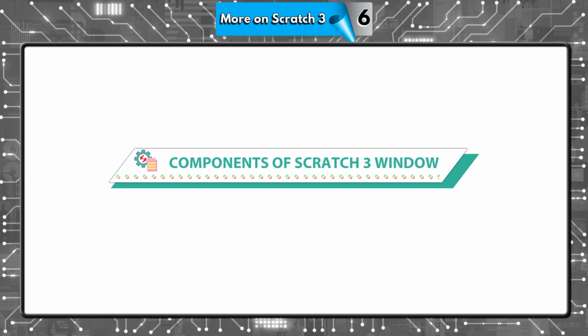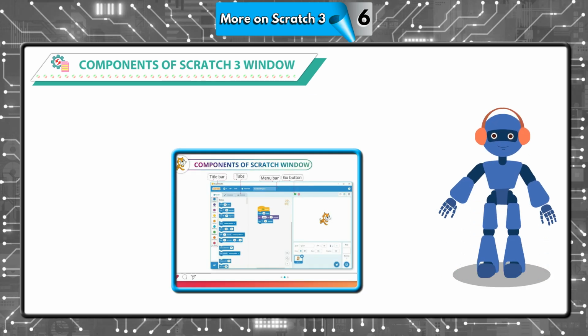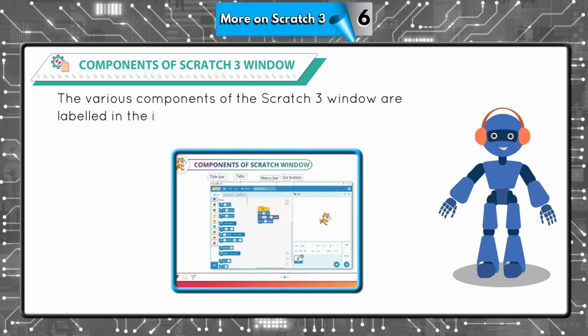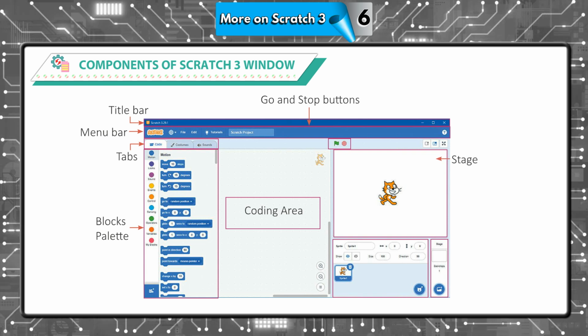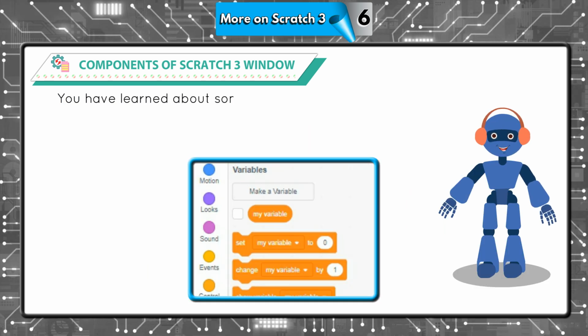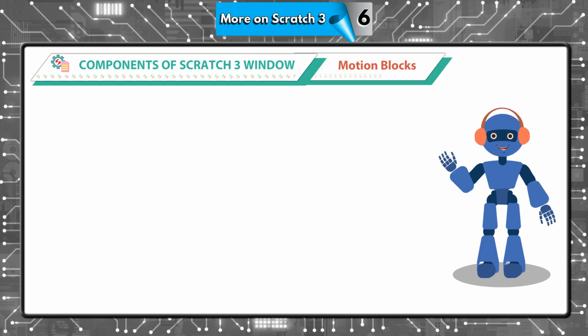Components of Scratch 3 window. The various components of the Scratch 3 window are labeled in the image given below: coding area, title bar, menu bar, tabs, blocks palette, go and stop buttons, stage, sprite, backdrop pane, sprites info pane. You have learned about some block categories. Let us revise these.